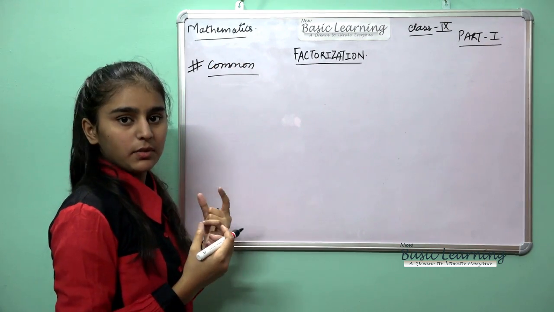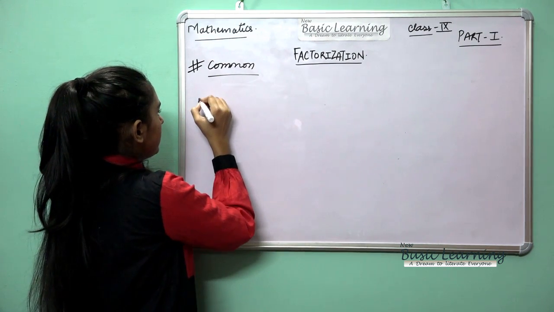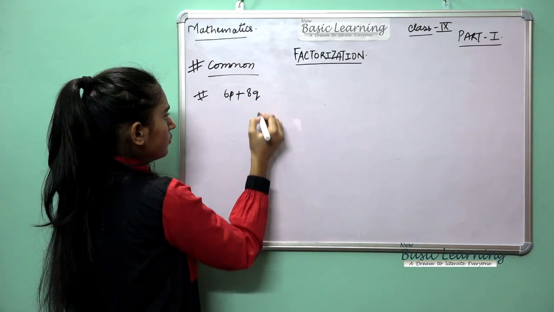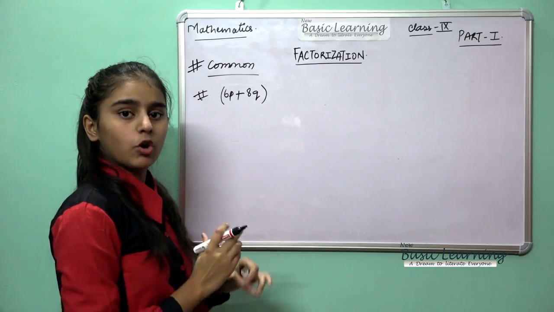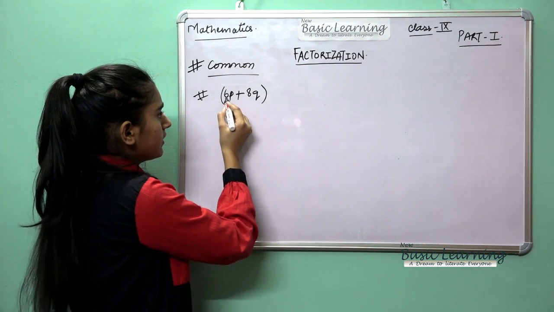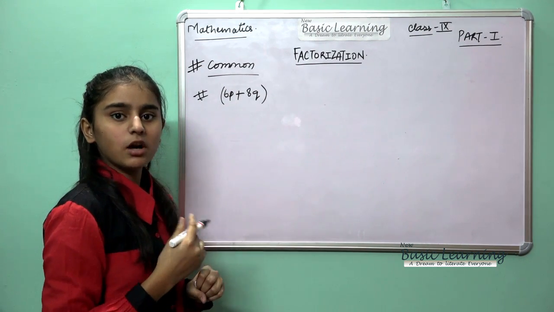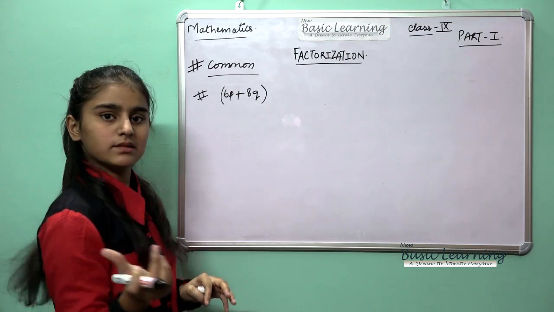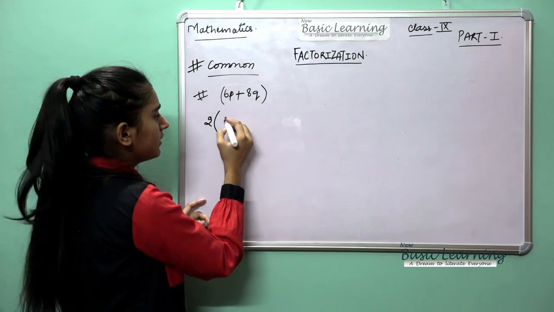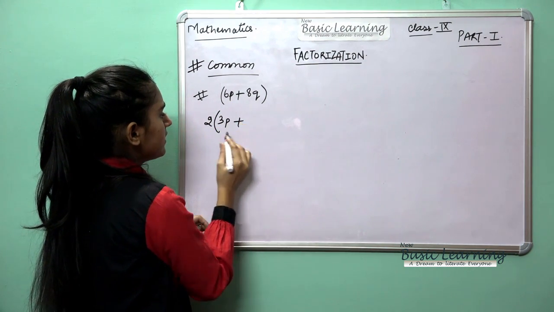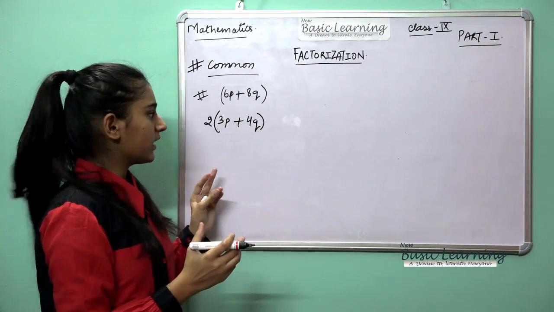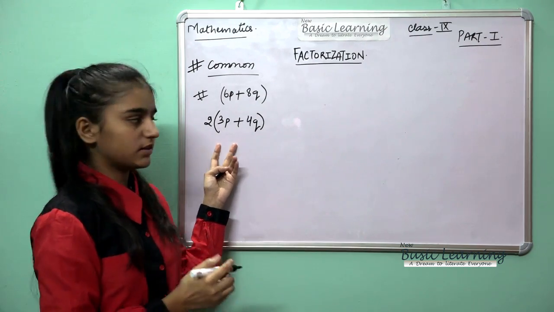Here we are with the common one. The example I will take is 6p plus 8q. Now how to solve this? First you have to see the common part. 6 and 8 come in the table of 2, so 2 is common. 2 threes are 6, p as such, plus 2 fours are 8, q as such. This is the common part and we have done it. This is the answer.